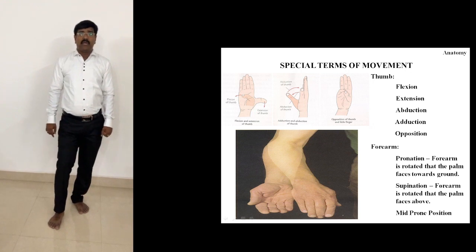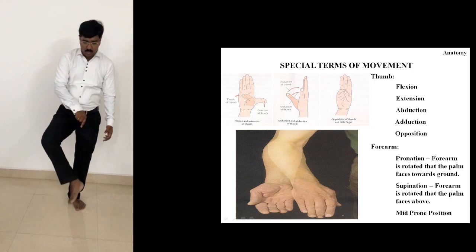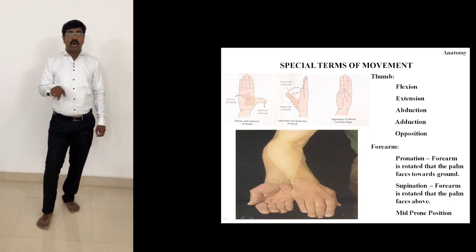Now there are a few terminologies even in the lower limb. We already know that the upper surface of the foot is the dorsum and the lower surface is called what? Plantar surface of the foot. Now what do these actions do?